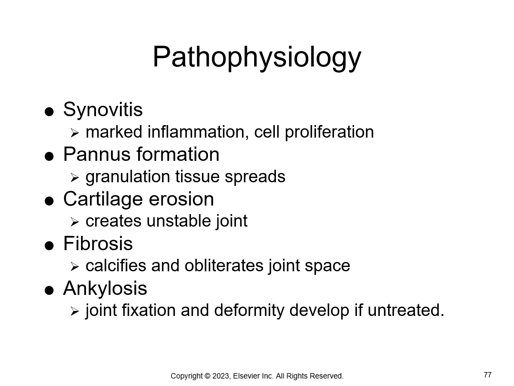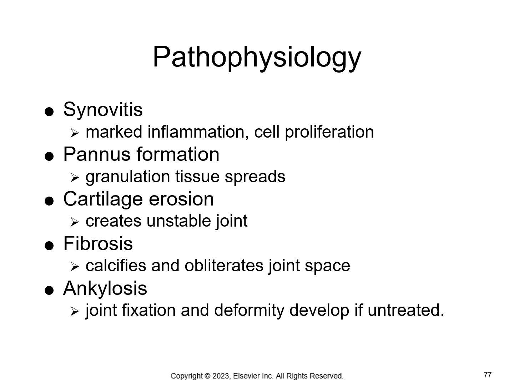Cartilage erosion is also going to occur. The cartilage is eroded by the enzymes from the pannus, and in addition, nutrients that are normally supplied by the synovial fluid to the cartilage are cut off by the pannus. Erosion of the cartilage creates an unstable joint.